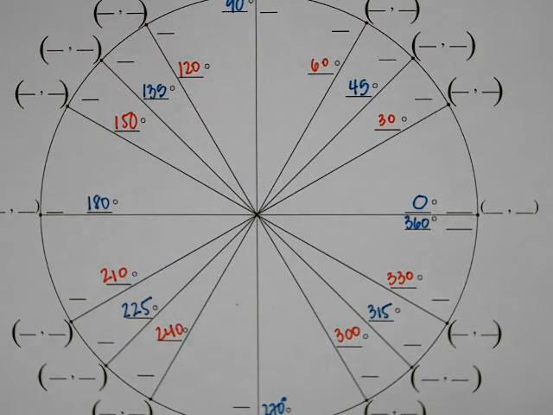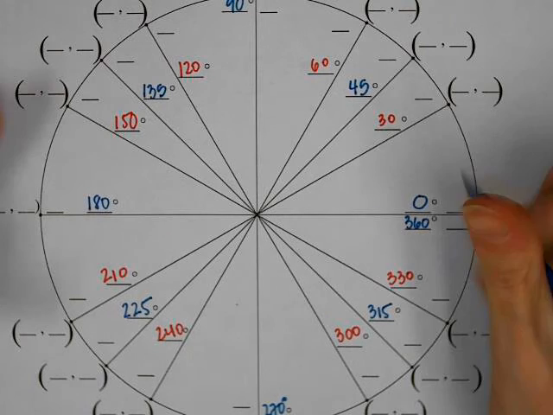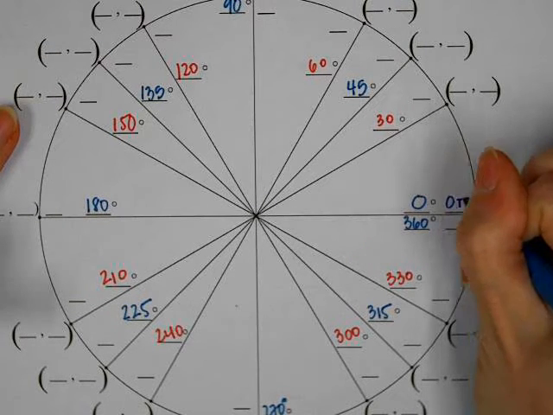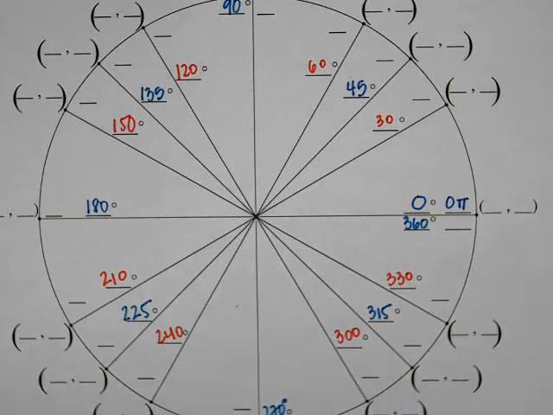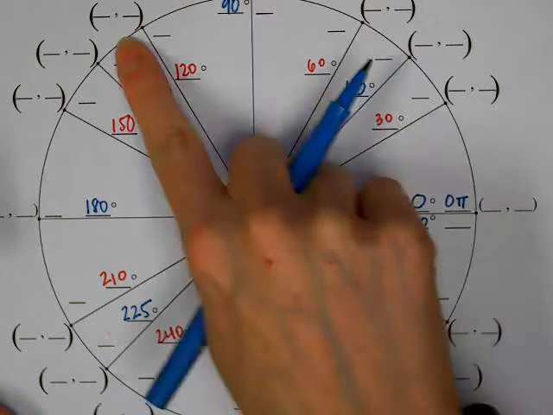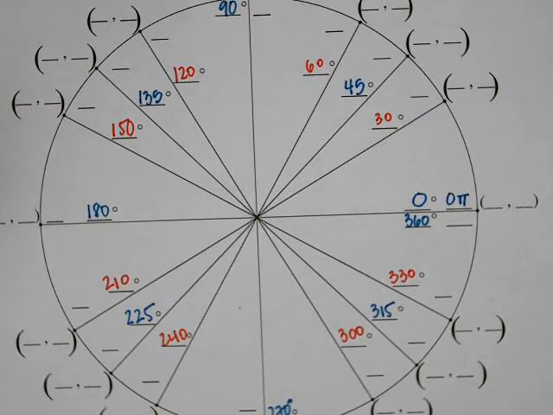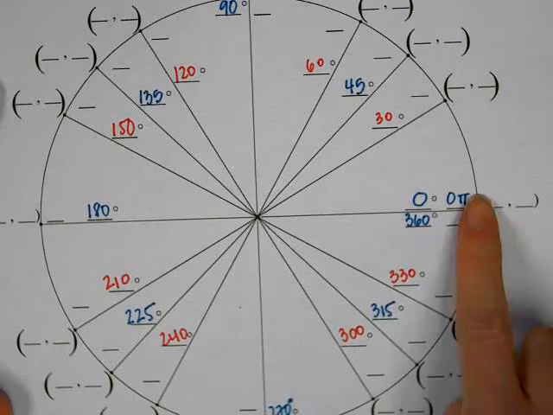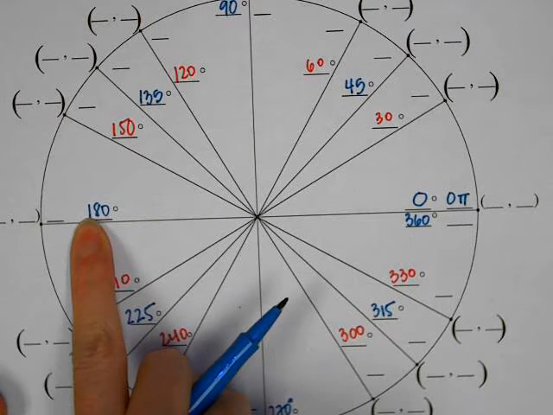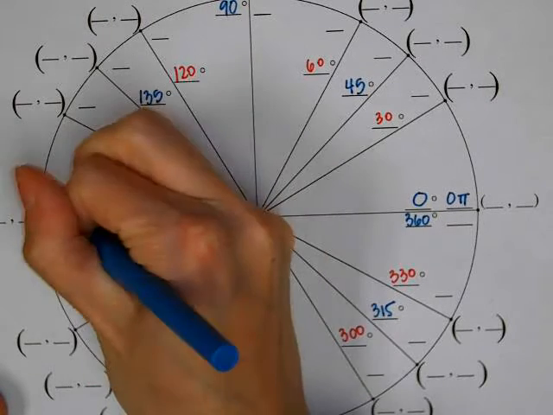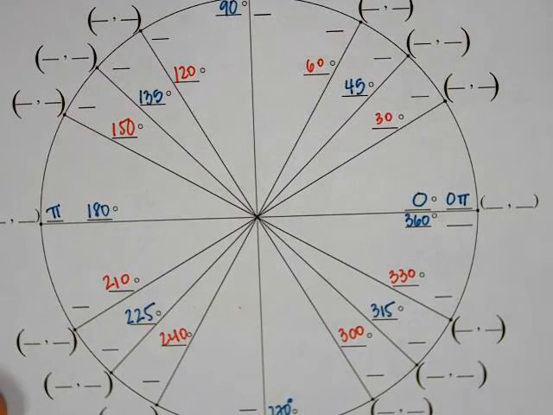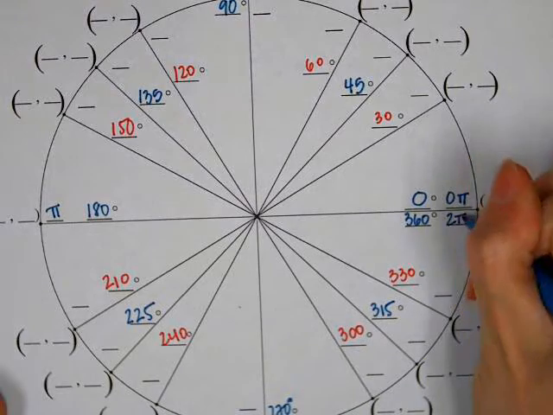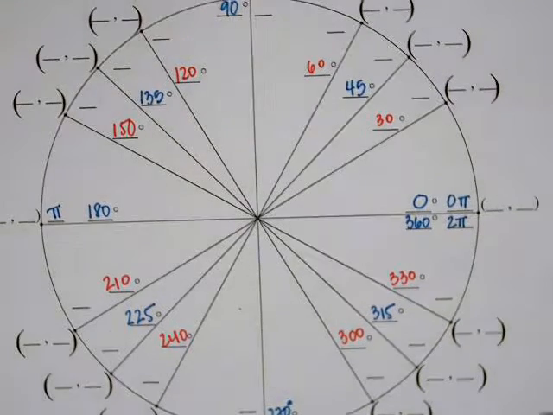Okay, now let's jump into radians. So this will be 0 pi radians. Now let's do the same thing. Let's do all the 45s first. Actually, maybe a better way. Let's do the 180 first. 180 in radians is pi radians. And then if you do a full circle, it's 2 pi. All right, so let's start there.